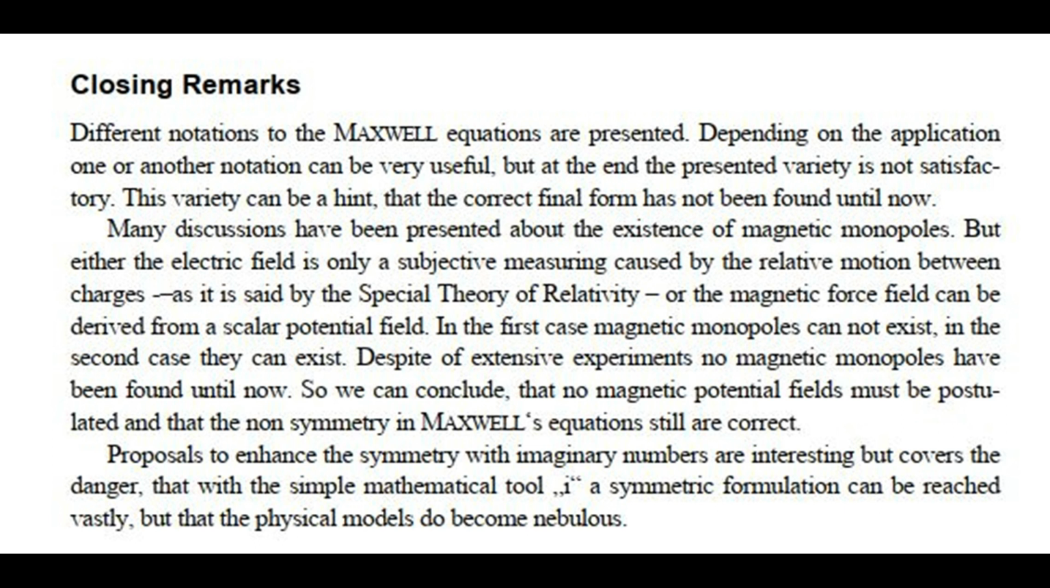Many discussions have been presented about the existence of magnetic monopoles. But either the electric field is only a subjective measuring caused by the relative motion between charges, as it is said by the special theory of relativity, or the magnetic force field can be derived from a scalar potential field. In the first case magnetic monopoles cannot exist, in the second case they can exist. Despite extensive experiments no magnetic monopoles have been found until now.